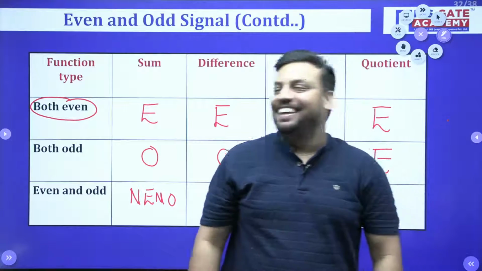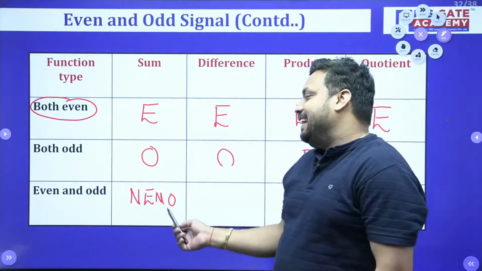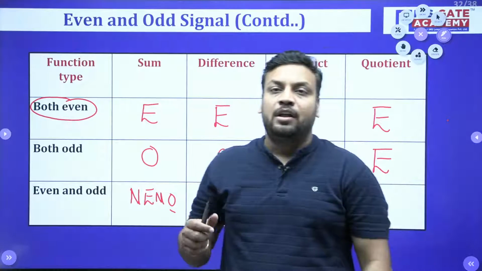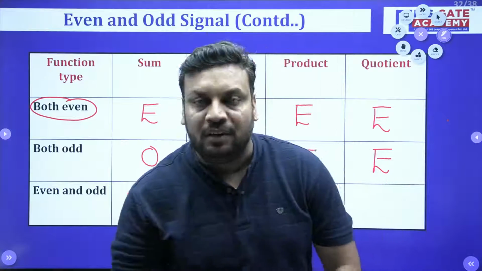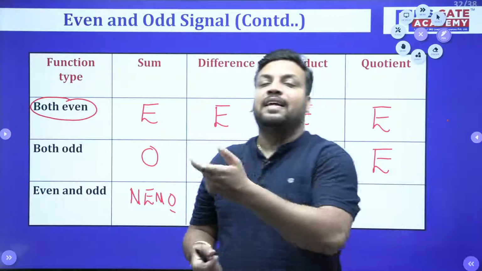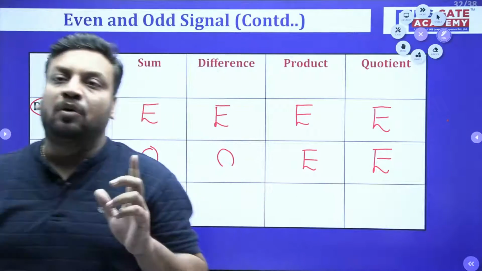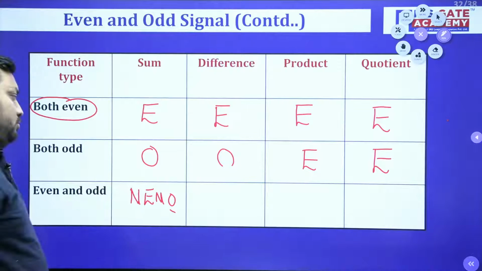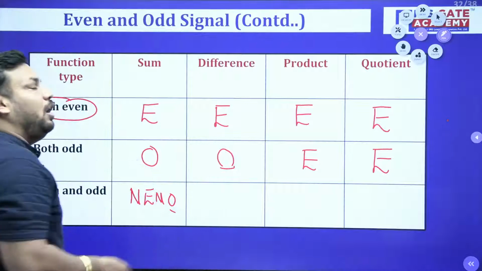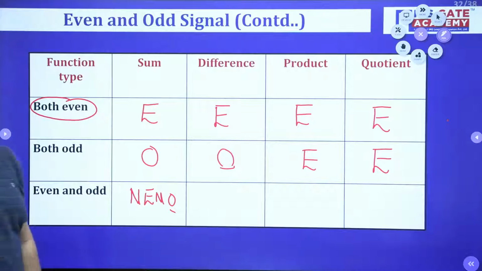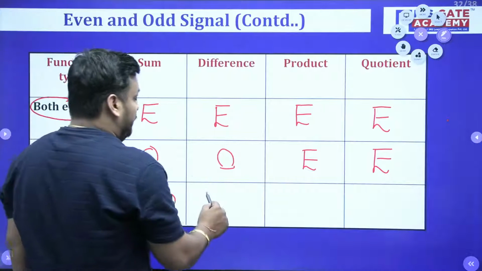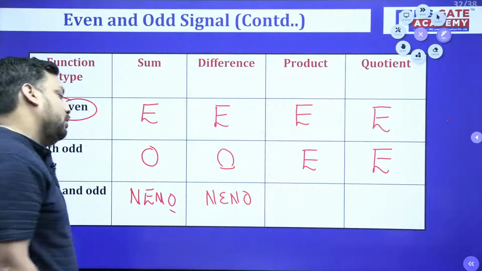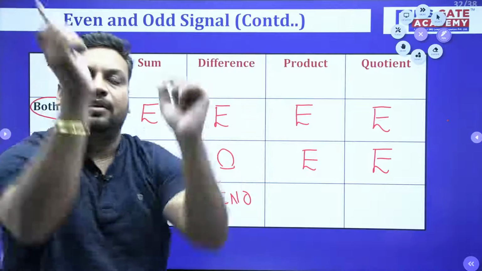NENO. Neither even nor odd. Why? Because one signal is even and the other signal is odd, and the combination of even plus odd is of course a Nano signal, neither even nor odd. What about even minus odd? If even plus odd is Nano, then even minus odd is also a Nano signal, sir. Is it clear, beta?